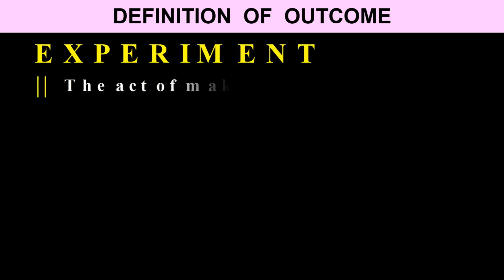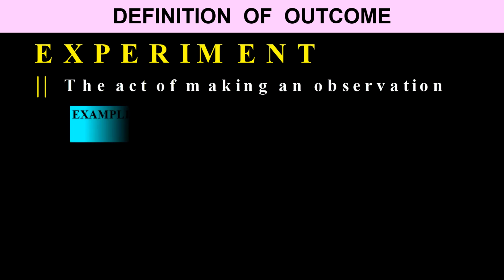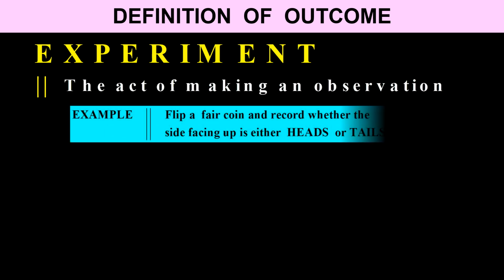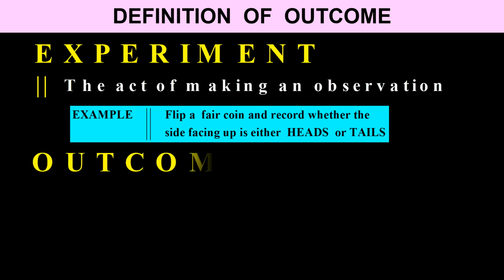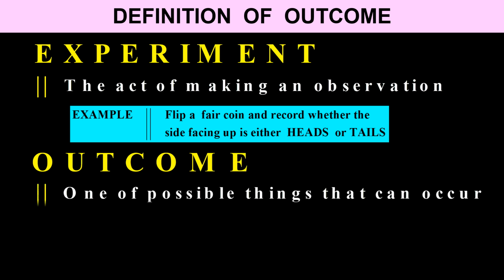An experiment is the act of making an observation, right? So you observe tossing a coin or rolling a die. For example, you flip a coin and you record which side is facing up. So that is an experiment, right? You flip a coin and you keep a record of whether it is landing heads up or tails up. An outcome. What is an outcome?